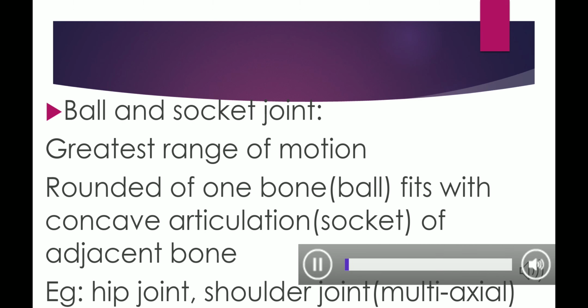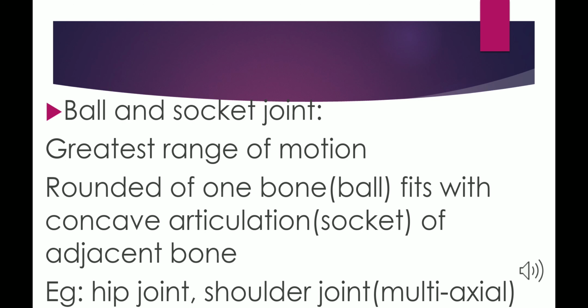So the last one is the ball and socket joint. It allows a great range of motion. In a ball and socket joint, the rounded head of one bone, called the ball, fits with the concave articulation, called the socket, of the adjacent bone to form the ball and socket joint.